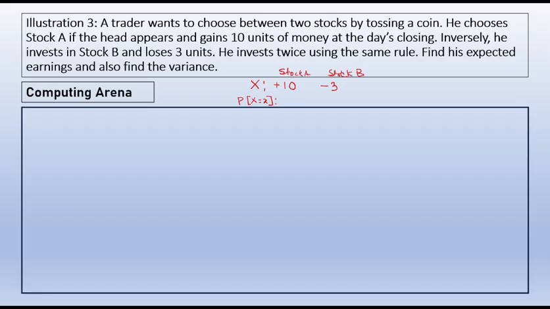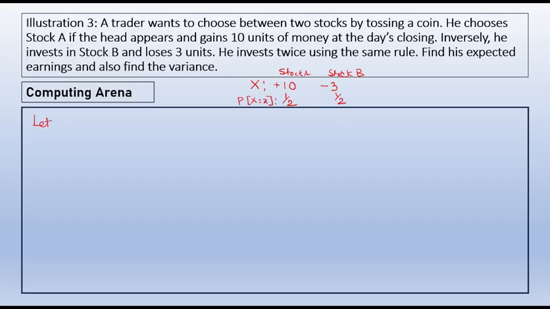So in stock A, he gets 10 units of money, and whether to go with stock A or stock B is technically decided by tossing a coin. When he tosses a coin, if a head appears, then he goes with stock A. So the probability of head, assuming the coin is fair, is half. And the probability that he goes with stock B when a tail appears is also half. So these are the probabilities and these are the corresponding values of X. Now, once we understand the problem, let us start writing.